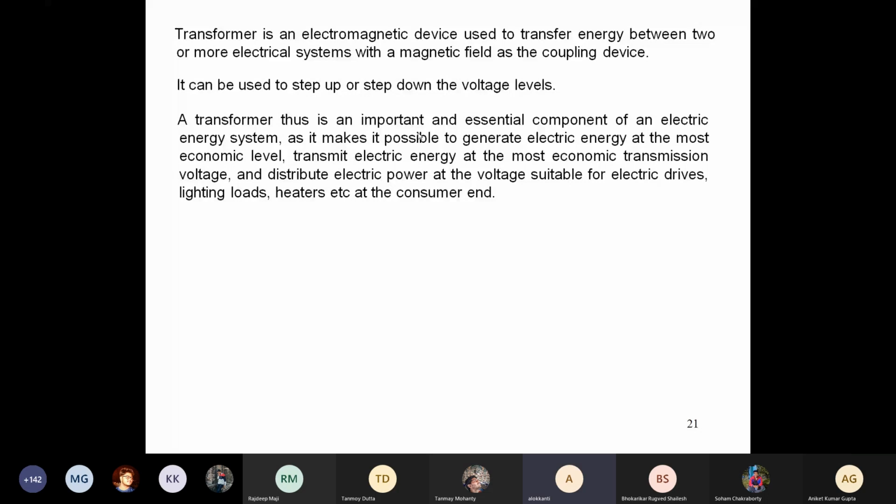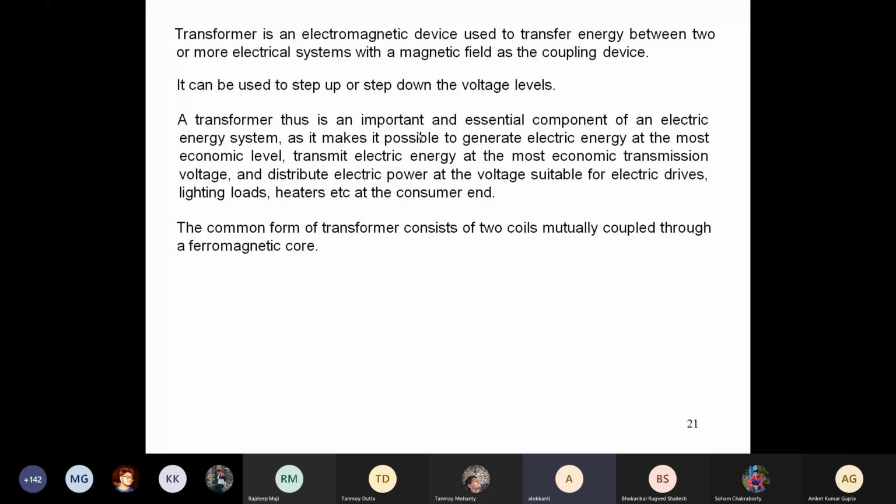The consumer can be anything. It can be some motor, the electric drives, the whole railway locomotives, lighting loads, the street lights. It can be the heaters at your home. Any application you think of needs electricity these days, and it is coming through some transformer somewhere.